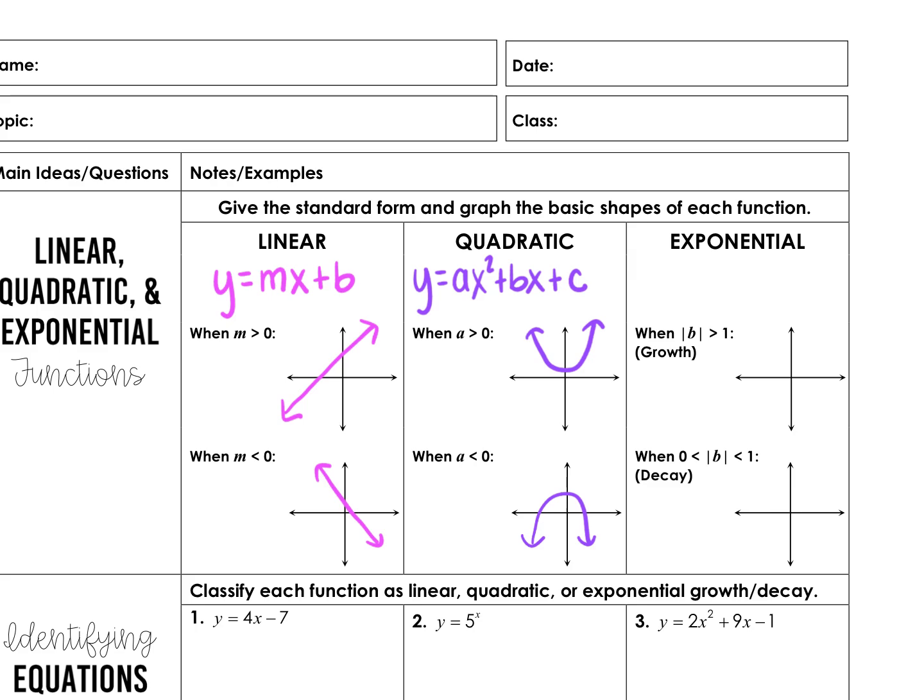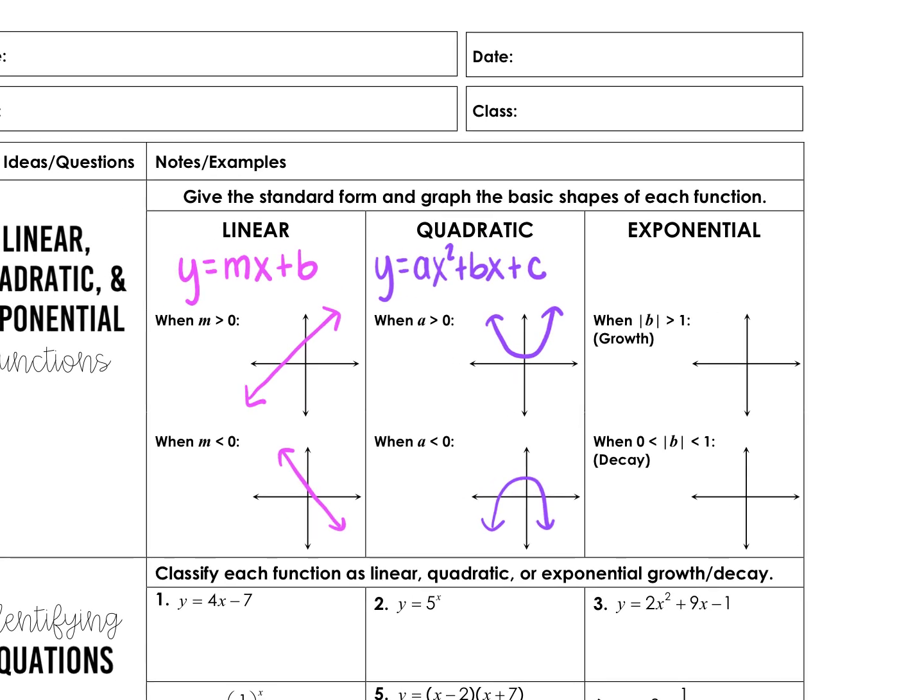So when we have an exponential function, the standard form of an exponential function is y equals a times b to the x. Remember, the thing that makes that an exponential function is the fact that the x is in the exponent. So what we're doing here is showing the difference between growth and decay. So when the base, remember this a value is the y-intercept, b is the base, when the base is bigger than 1, it's growth. So draw an exponential curve going up.